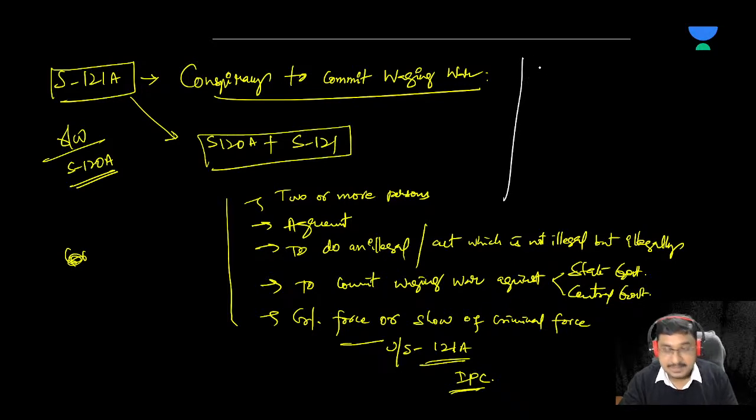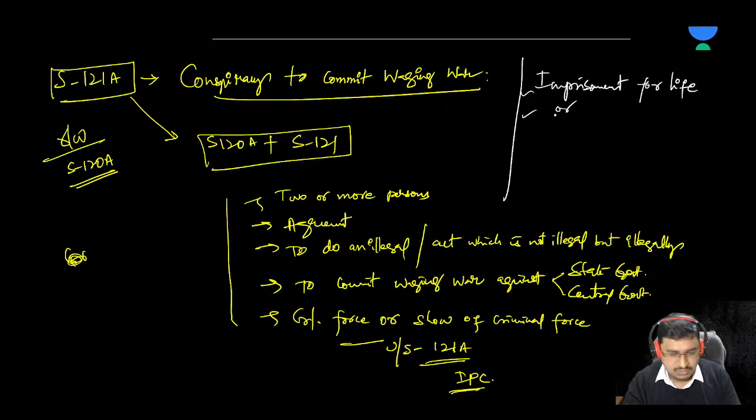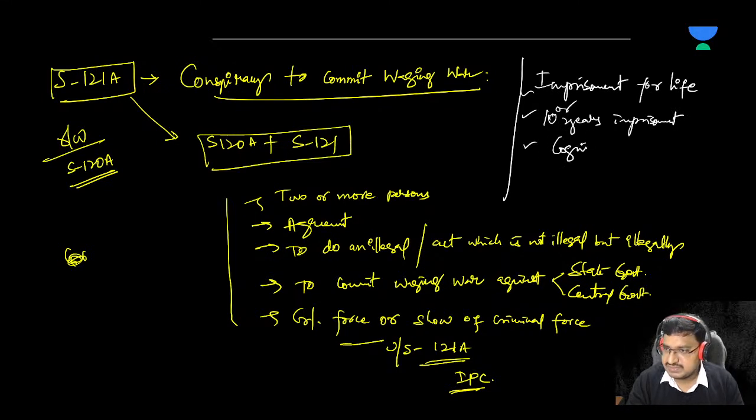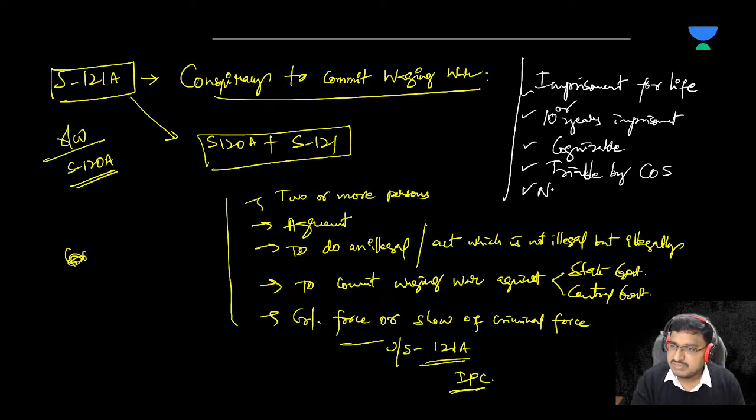Coming to the punishment, imprisonment for life or imprisonment for 10 years. Okay, it is a cognizable offense. It is triable by court of sessions. Okay, it is non-compoundable in nature, friends. This is about classification of this one, friends.